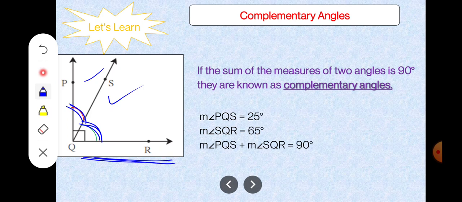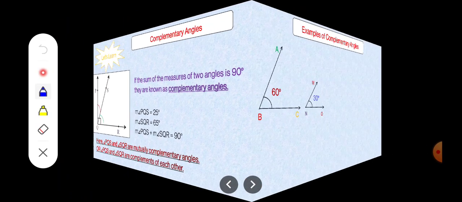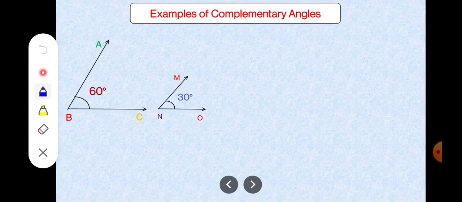Now the complementary definition doesn't mean that they should be in one angle itself. It is not like that. We can have two different angles also which can make the sum as 90 degrees. Okay, let's look at one example. Now see this angle ABC and angle MNO.